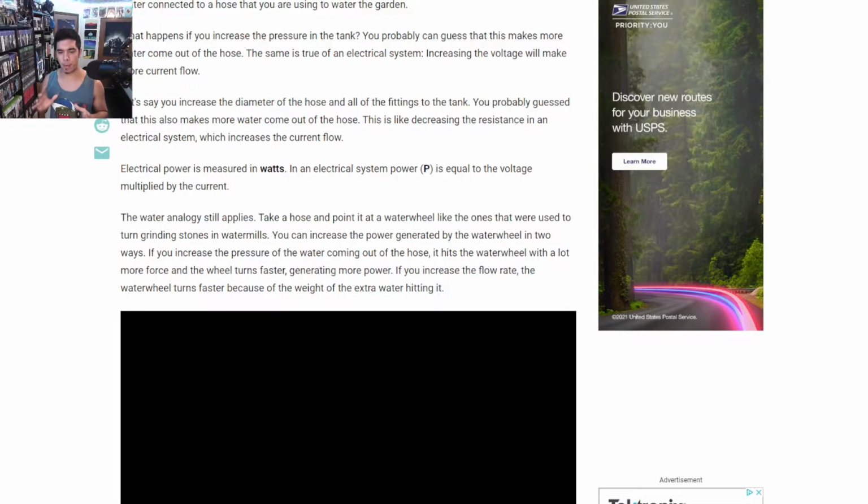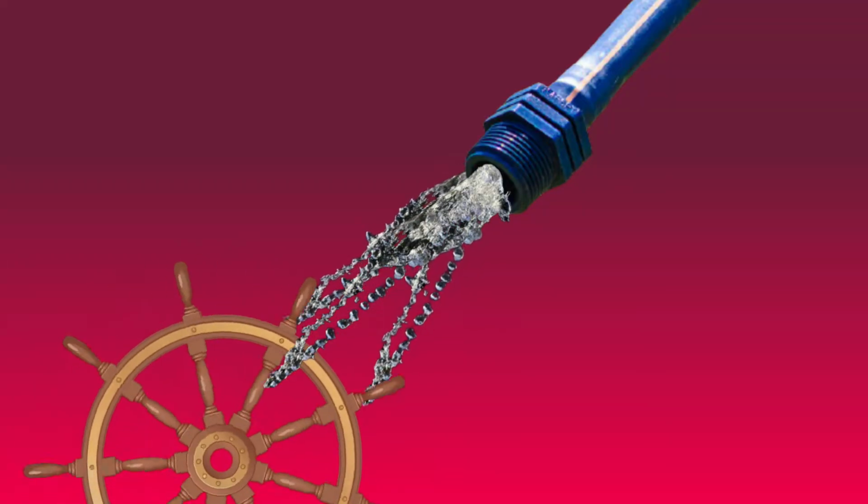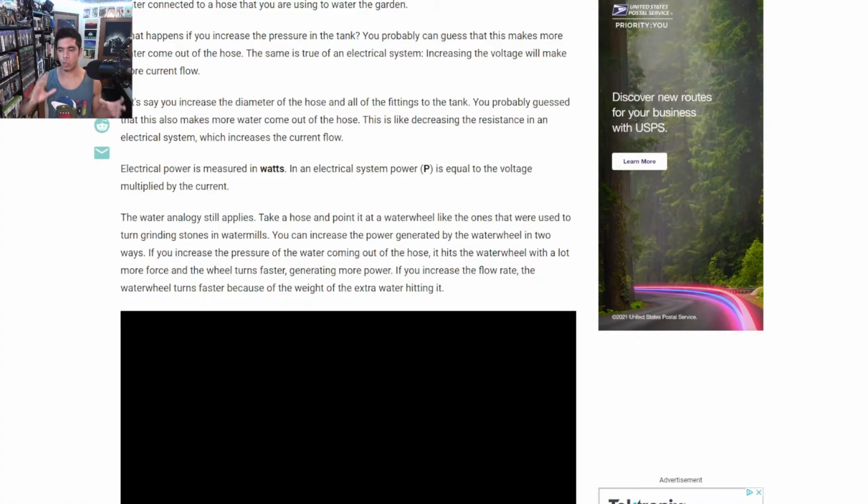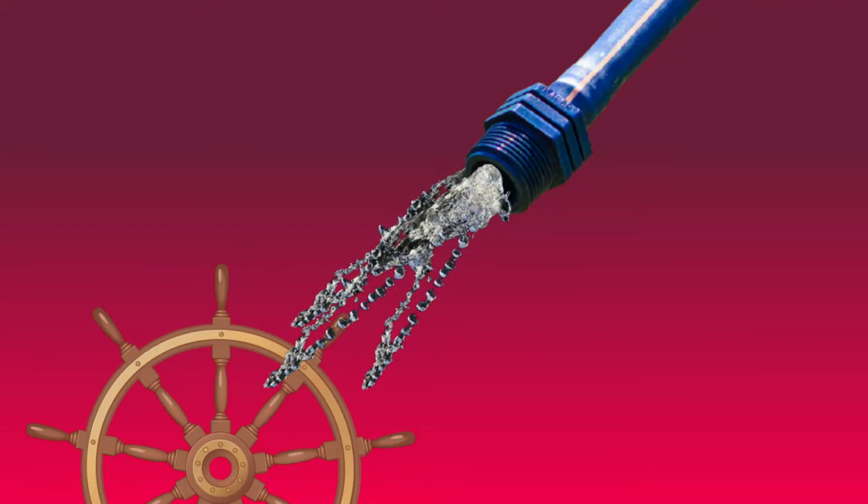The second way you can generate power using this water wheel analogy is by increasing the flow rate. That is the volume of water coming out of the hose. And because there's extra water coming out of the hose and onto the water wheel, it turns faster because it's heavier. But yes, that is watts in a nutshell, how to measure electrical power.